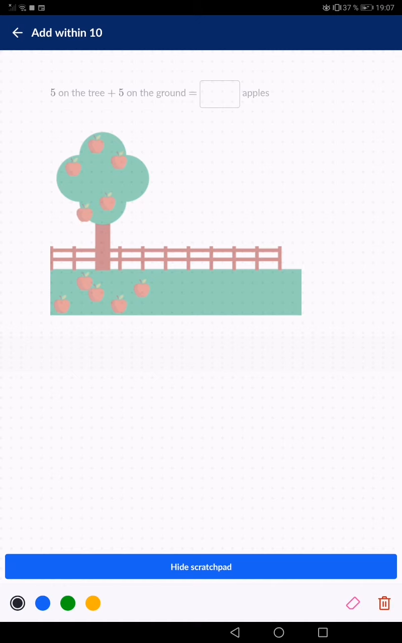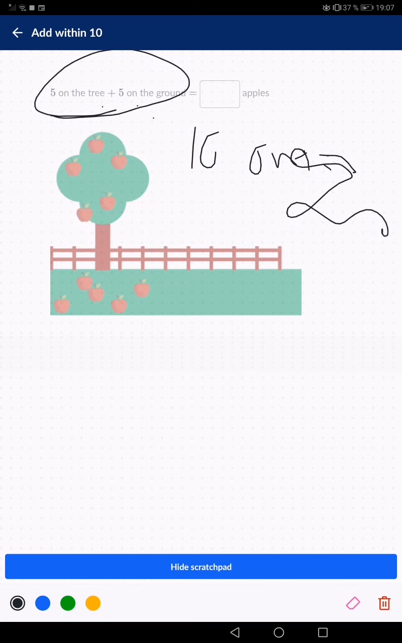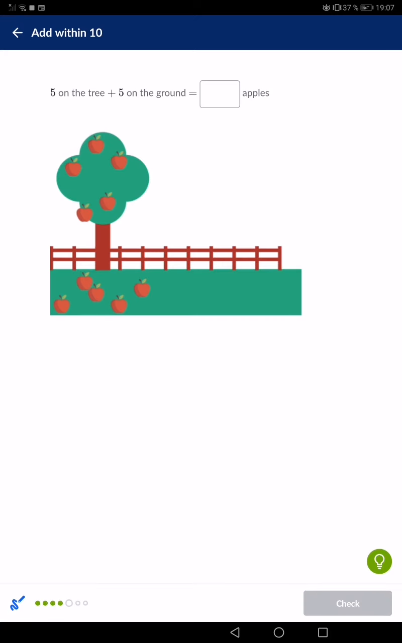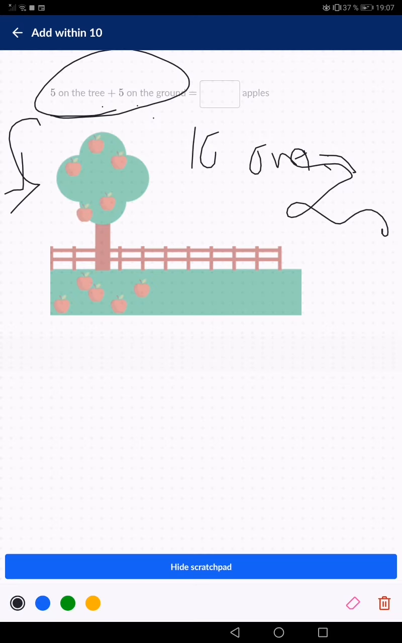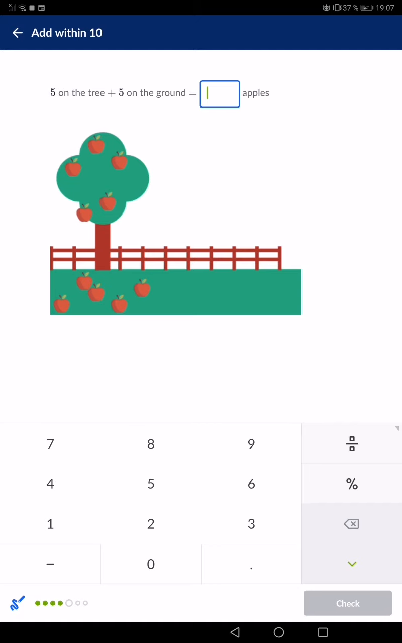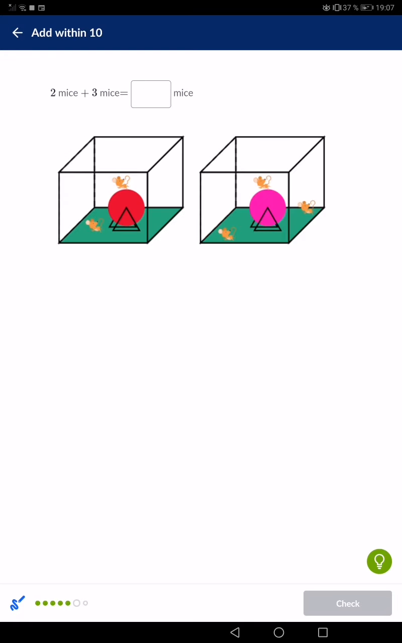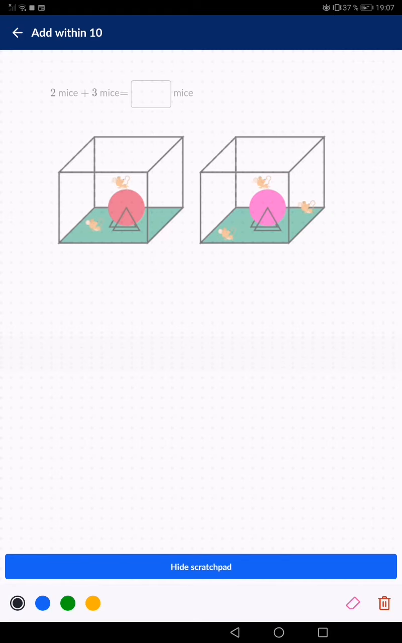Again, same thing. 5 on the tree, 5 on the ground makes 10 on the tree plus ground. Right? 10 on the tree and ground. It does not talk about apples here. I know you have the picture as context, but this is not correct. This is math, we should teach math. No, that's very, very bad. I would not release this to the public.